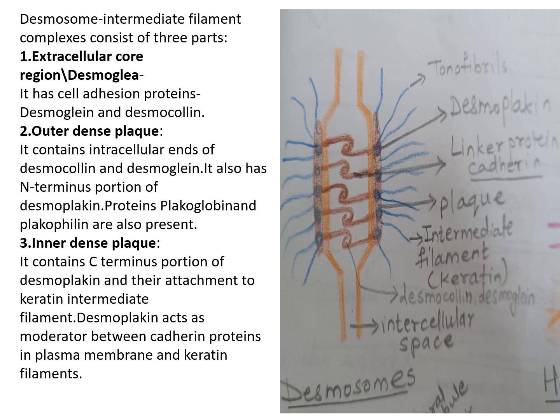Then if we see the plasma membrane, there is a plaque formation, and there is an outer dense plaque and an inner dense plaque. The inner dense plaque is facing towards the cytoplasm and the outer dense plaque is facing towards the extracellular space. So the outer dense plaque mainly contains intracellular ends of desmocollin and desmoglein, and it also has a protein known as desmoplakin, as it is labeled in the diagram. You can see the inner dense plaque contains the terminal portion of desmoplakin and their attachment to keratin intermediate filaments.